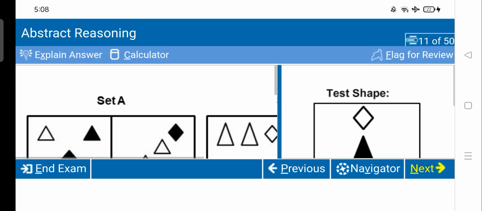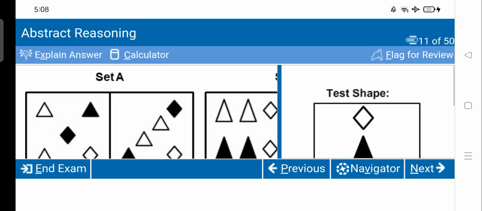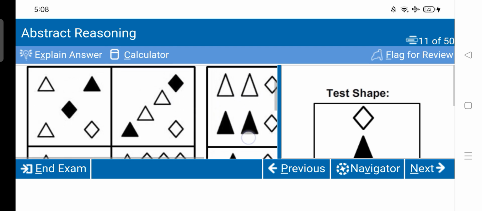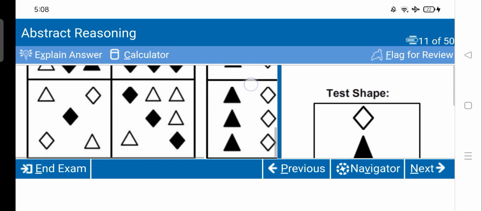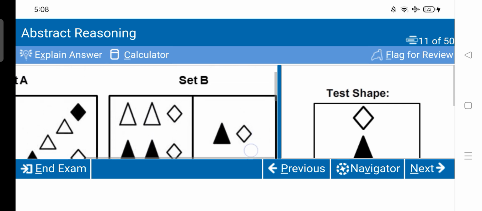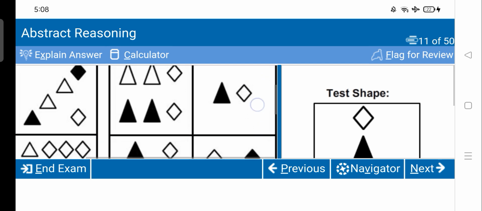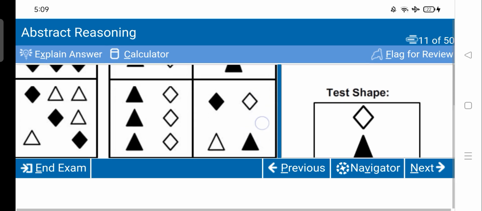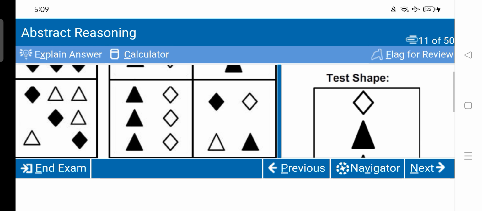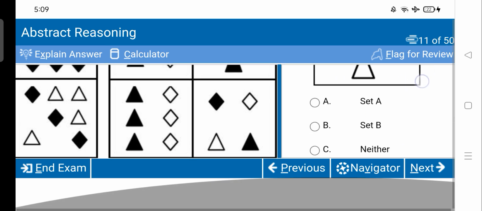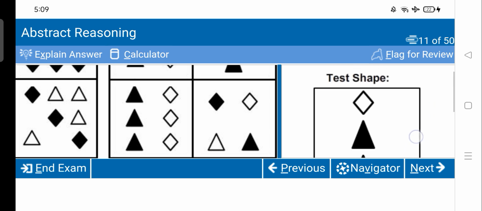The next question we have is with a different set of shapes. Set A has these shapes as you can see here, and set B has these. The shape styles are almost the same, but the arrangements in set A and set B are different. That's the rule you have to make out to choose the right option. So here is the test shape as it's given to you, and these are the options.